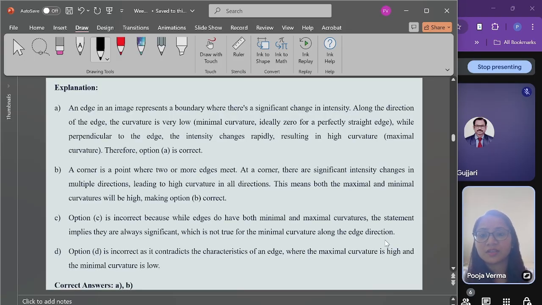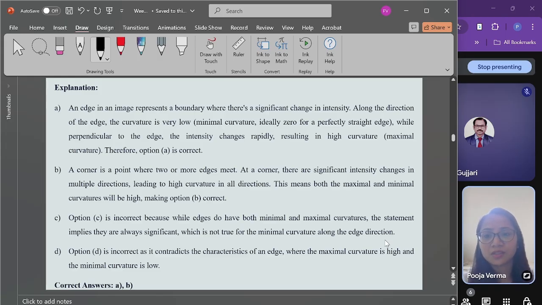The explanation is given here. An edge in an image represents a boundary where there is a significant change in intensity. Along the direction of the edge, the curvature is very low, that is minimal curvature, ideally zero for a perfectly straight edge. Perpendicular to the edge, the intensity changes rapidly, resulting in high curvature, that is maximal curvature. So that's why option A is the correct one.